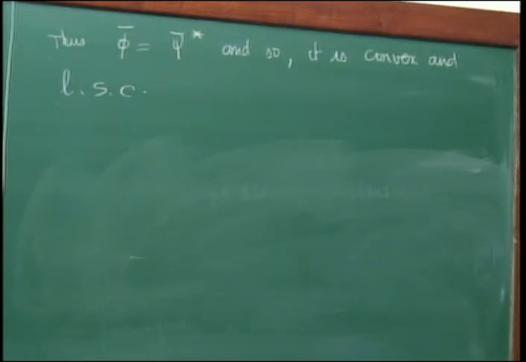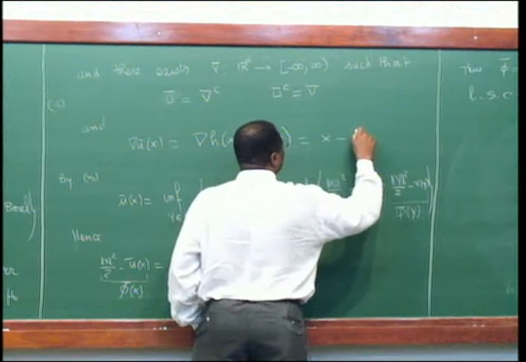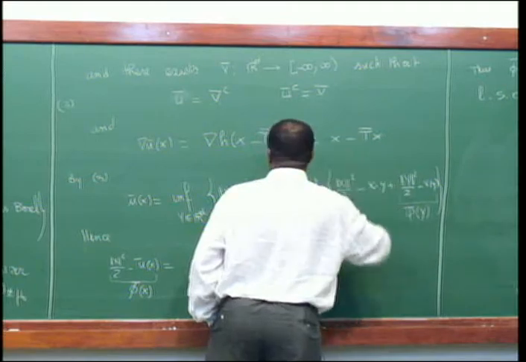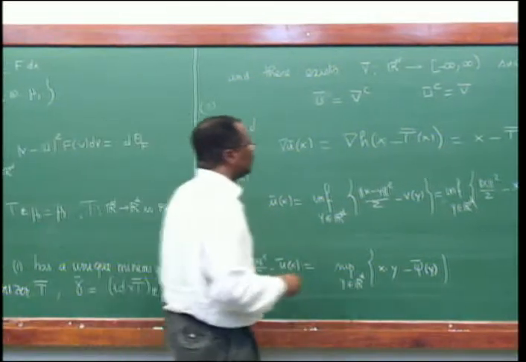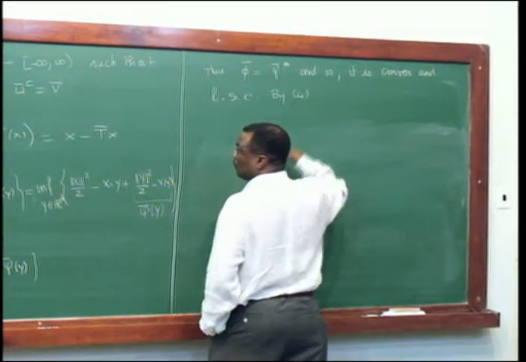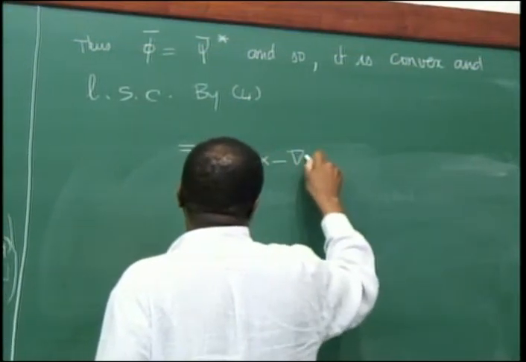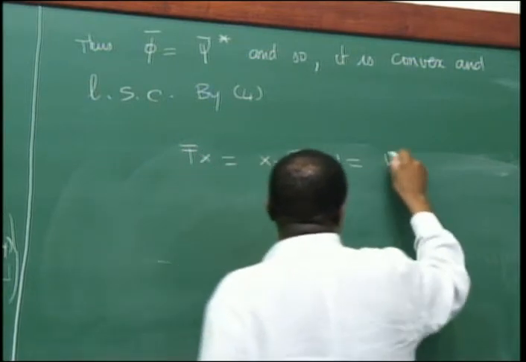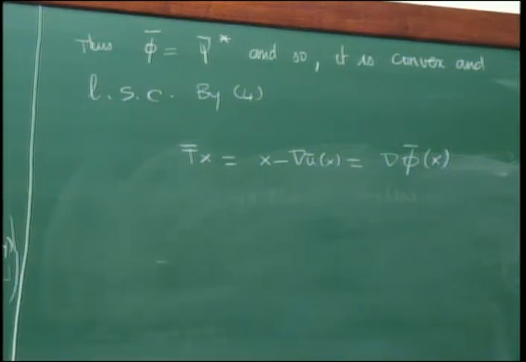Now, let me come back here. This is x minus T bar of x. So call this 4. By 4, T bar of x is x minus the gradient of u bar of x, which is the gradient of phi bar of x. So I have just written that T bar is the gradient of a convex function.